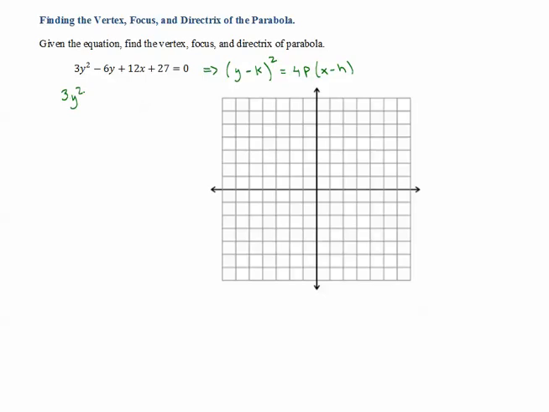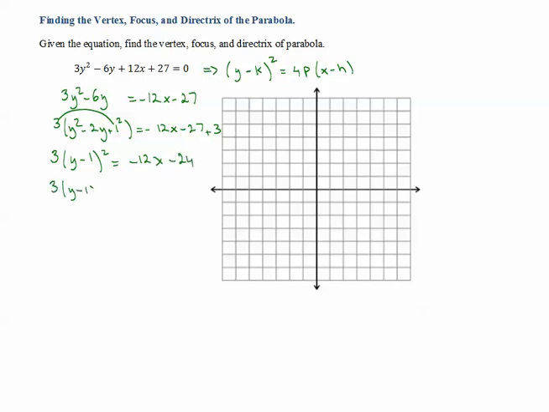So we have 3y squared minus 6y equals minus 12x minus 27. We'll factor the 3 out. We have y squared minus 2y equals minus 12x minus 27. And half of 2 is 1, so we must add 1 squared. But what we actually add is 3 times 1, which is 3, so we must add 3 on the other side. Now we complete the square. We have 3(y minus 1) quantity squared is equal to minus 12x minus 24.